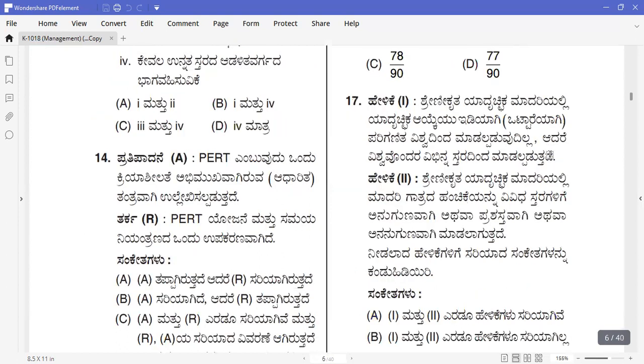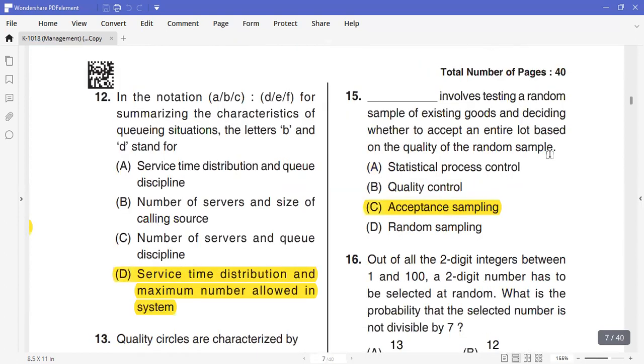Now let us go to the 12th question. In the notation A/B/C = D/E/F for summarizing the characteristics of a queuing situation, this is a question based on queuing theory. So B and D stand for what? B and D stand for service time distribution and maximum number allowed in the system. So that is what B and D refer to here. So therefore, the correct option for the 12th question is D.